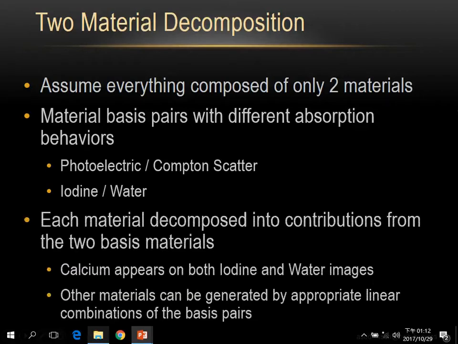And then what we do is each material is decomposed into contributions from these two basis material sets. And what this means is that if we pick a material that is not similar to one of these, it shows up in both sets of images. So calcium is the classic example that appears on both an iodine image and a water image because its behavior is not adequately captured in just one or the other. And any other material can be generated by appropriately combining the information that we have decomposed in this way.